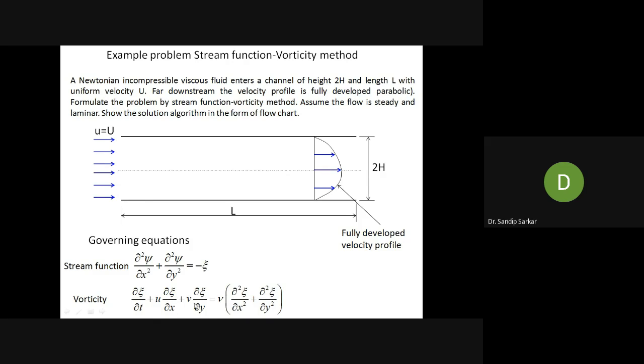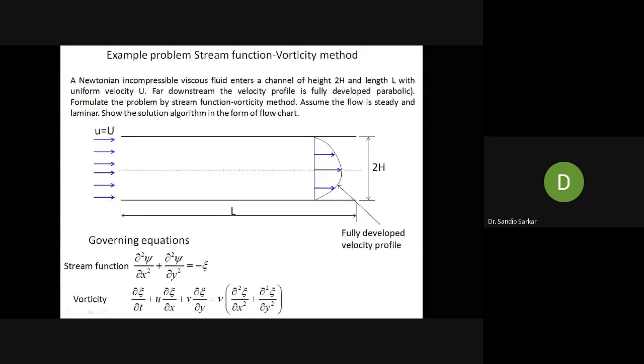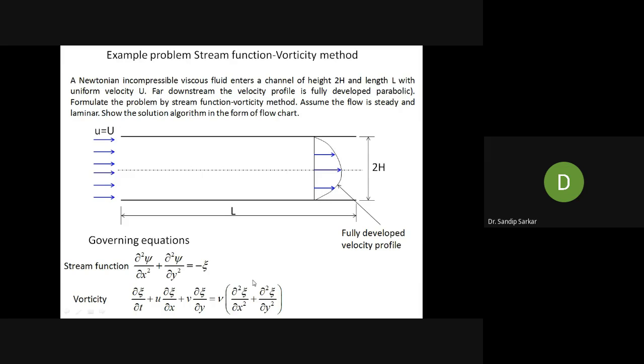And what is this term? u del zeta del x plus v del zeta del y. Shivnath, what is this term? Convection term. Yes, it's the convection term. And this term is the diffusion term. In any Navier-Stokes equation, or any convection diffusion equation, there are these terms.